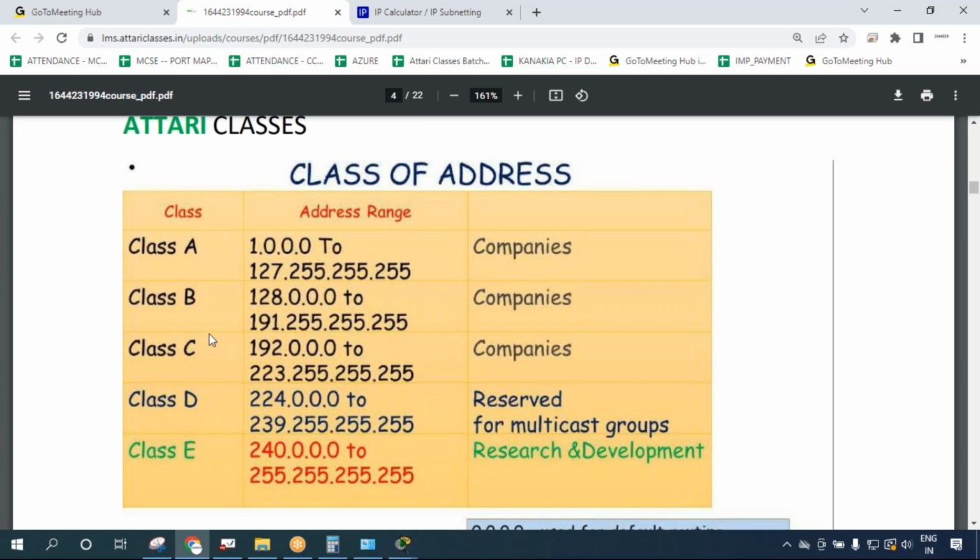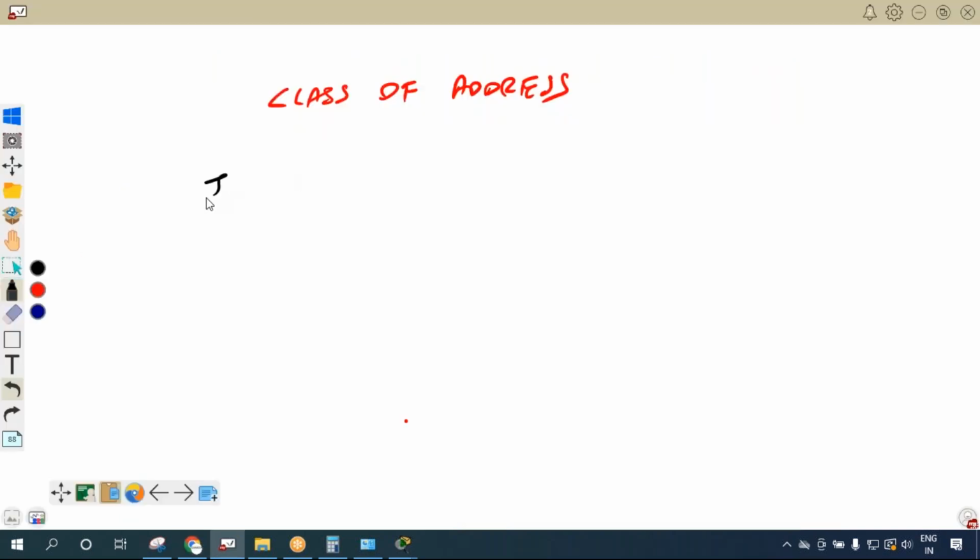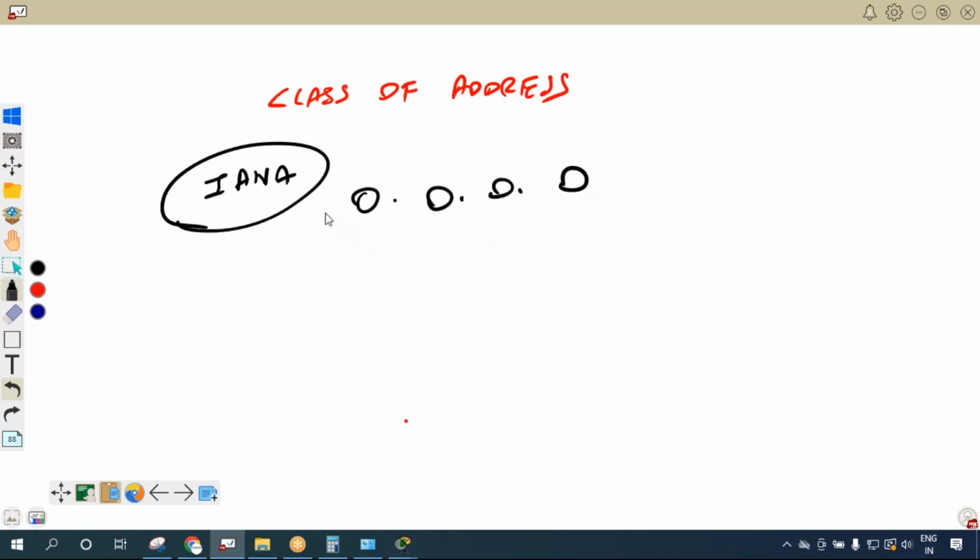So what happened, my dear friends? IANA is an authority. In Hindi, mirror is known as aina, but this is not that. IANA is the IP address managing authority. IANA had the IP addresses starting from 0.0.0.1, they had so many IPs, up to 255.255.255.255. Now we are not talking about subnetting and all this. We are talking about IP addresses.